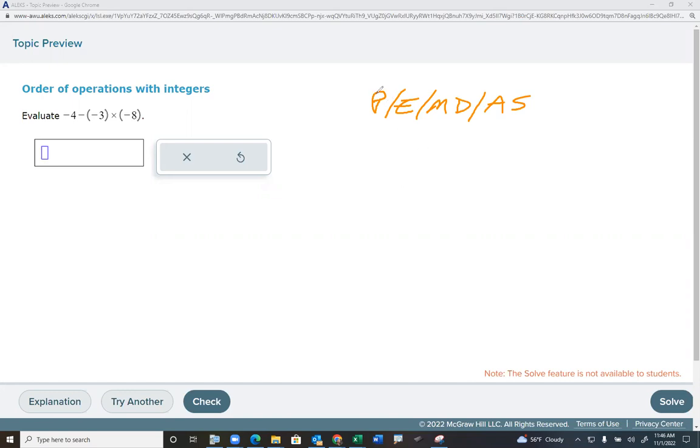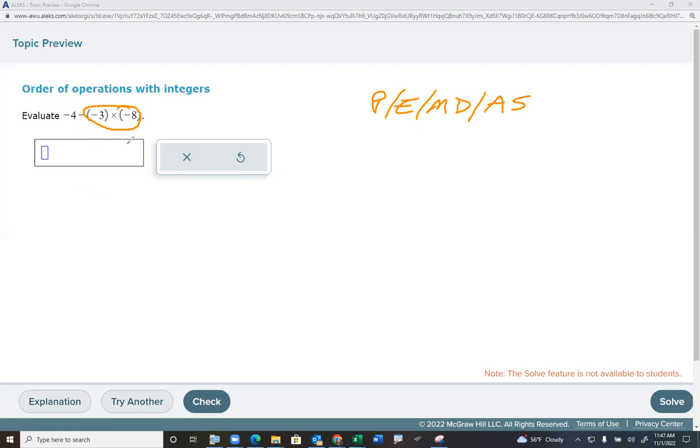Okay, so are there any parentheses? Well, yeah, but there's nothing going on inside of these parentheses. It's just -3. There's nothing else. It's not like 1 minus 3, where there's something to do. No, there's nothing to do inside. Same thing here. There's just a -8 inside the parentheses. It's just a single number. All right, moving on. Are there any exponents? No. Are there any multiplications or divisions? Yes. There is one multiplication and no divisions, so I'll handle that right now.